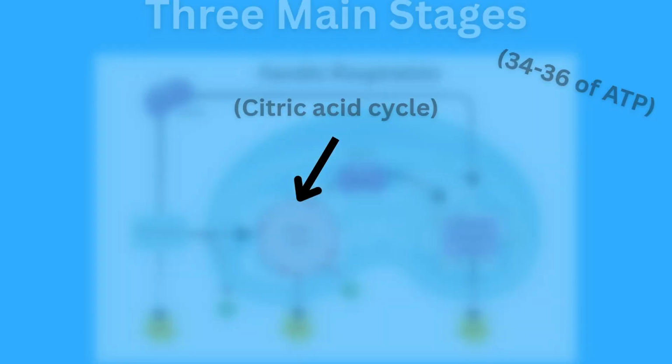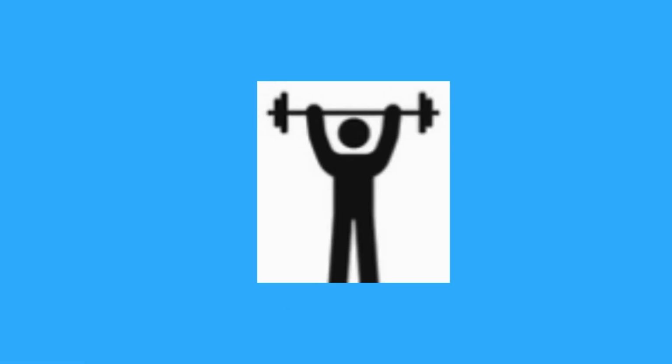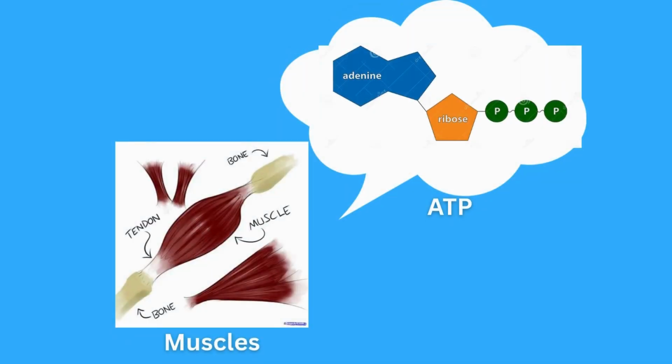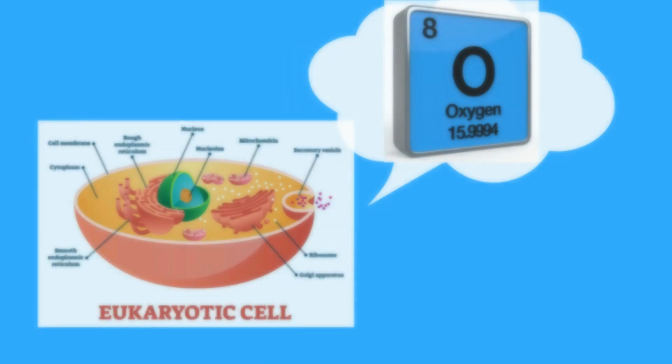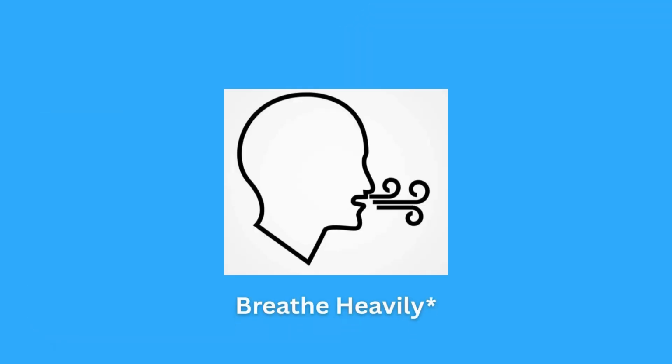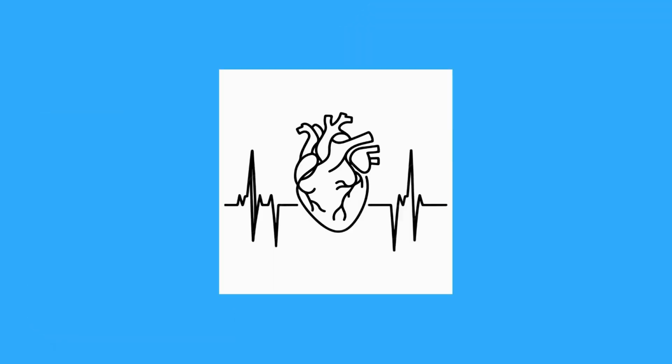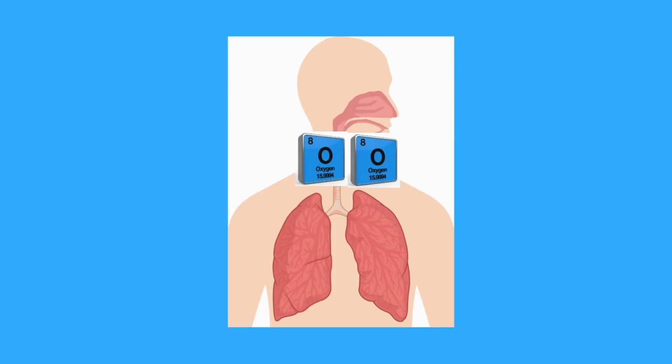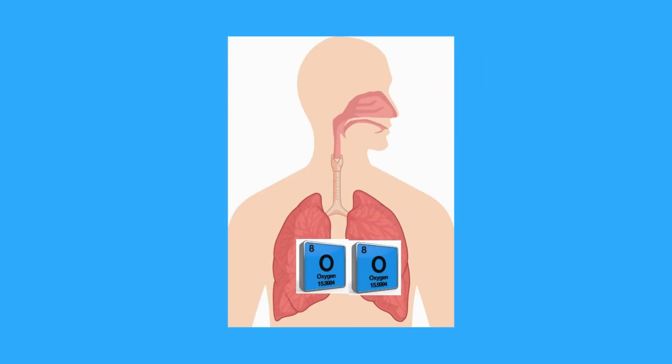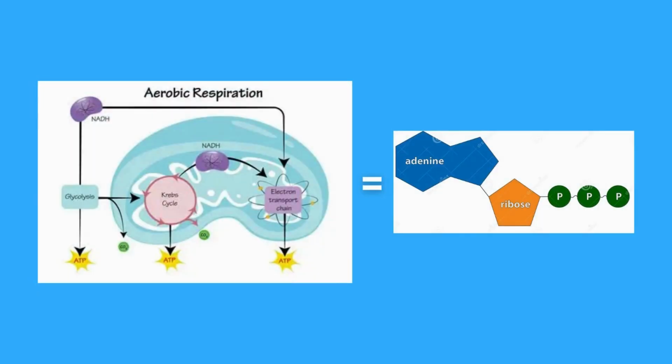When you exercise, your muscles need more ATP. To make more ATP, your cells need more oxygen. That's why your breathing speeds up and your heart beats faster. Your body is trying to deliver more oxygen to your cells so aerobic respiration can produce enough energy.